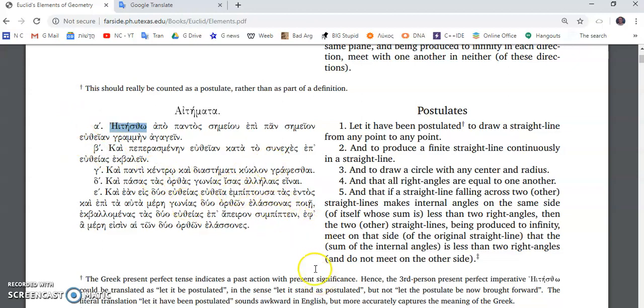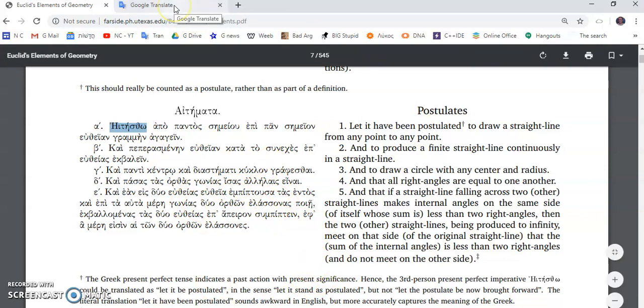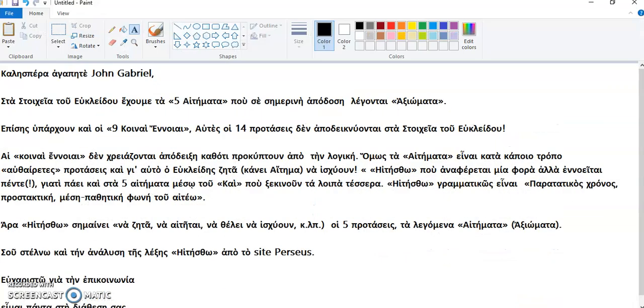But first, I want to tell you that I wrote to a Greek learned man, and he revealed the following to me. He said to me, Kalispera agapite, John Gabriel. That means good afternoon or good evening, John Gabriel.